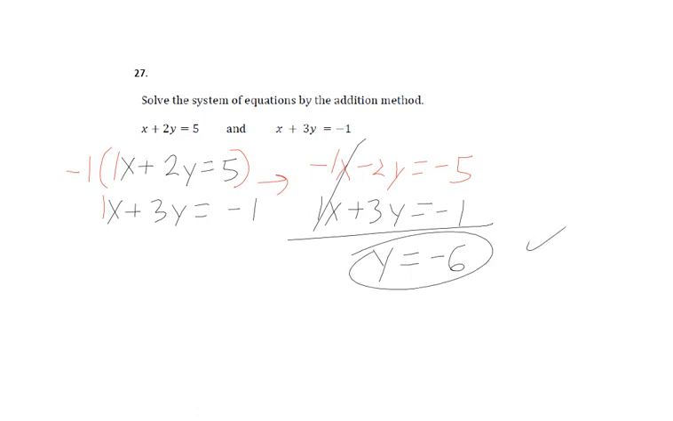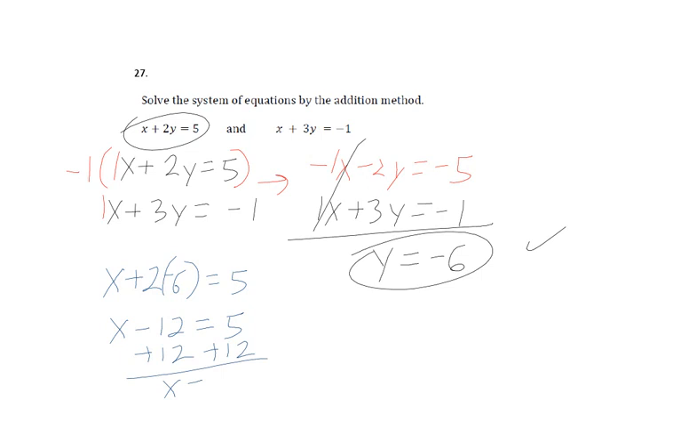Once you have your first answer, you can use any equation you want to find the second. I'll just use the first one. So that's going to be x plus 2 times negative 6 equals 5. x minus 12 is 5, and if you add 12, x equals 17. So your answer is (17, negative 6).